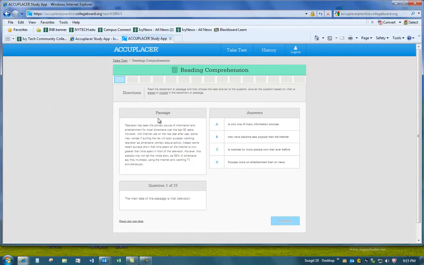This is a passage about television. It tells us that it's been the primary source of information and entertainment for Americans for 50 years. It goes on to talk about the internet a little bit, and gives you a conclusion statement. However, this statistic may not tell the whole story, as 59% of Americans say they multitask using the internet and watching TV at the same time, simultaneously. We know simultaneously means at the same time.